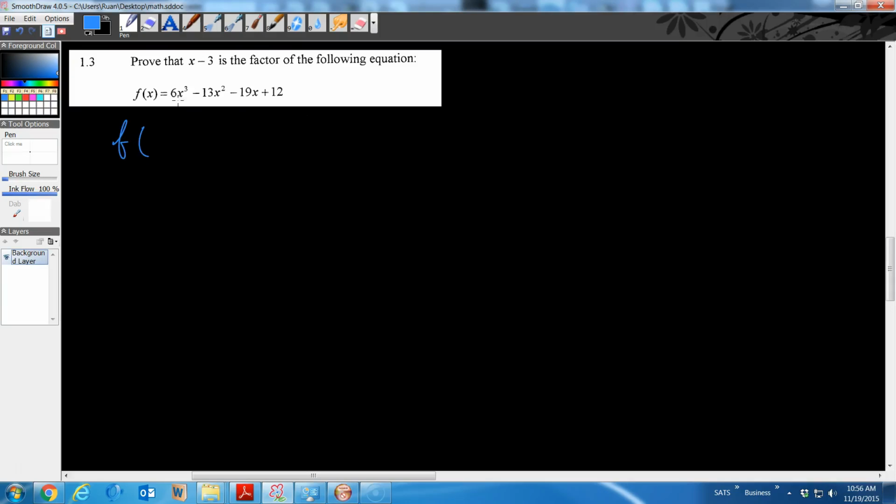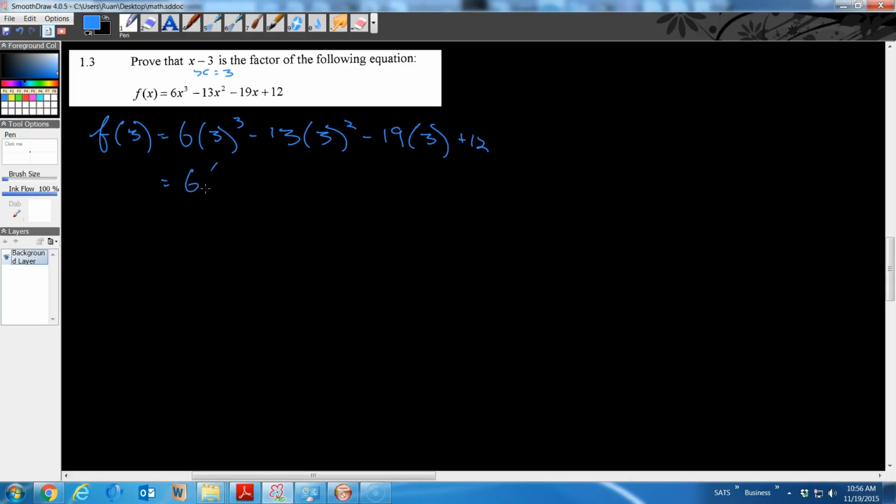All you do is, obviously, if x minus 3 equals 0, then x is positive 3, right? So let's put a function of 3 in. That'll be 6 times 3 cubed minus 13 times 3 squared, minus 19 times 3 plus 12. And that must give you 0. Of course, we've got to prove a little bit better that it really is 0. I mean, I could put equal to 0 here, and the examiner will just maybe have to believe that I did punch this into my calculator.